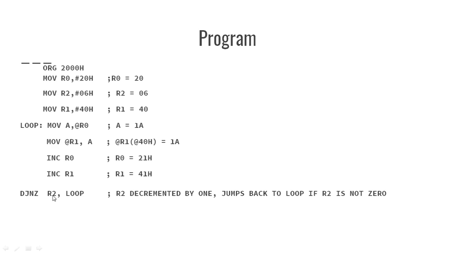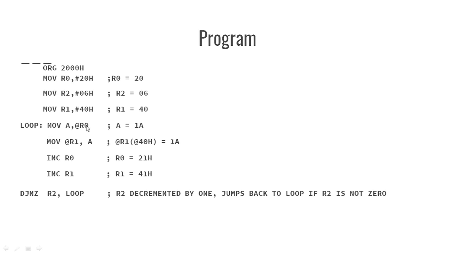See, we'll decrement this R2. R2 will become 5. It's not 0. So it means that still there are 5 numbers which have to be transferred. Okay. So if it is not 0, then we have to go back. So where should I go back? Already I have incremented those addresses to 21 and 41. So I should just go to that and take it into accumulator. I should take the data from 21 to accumulator.